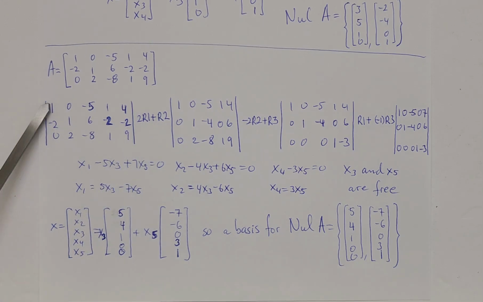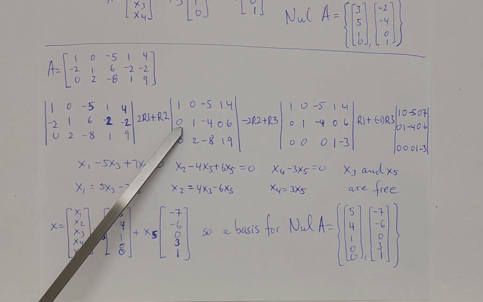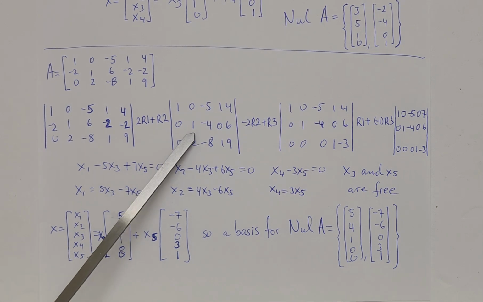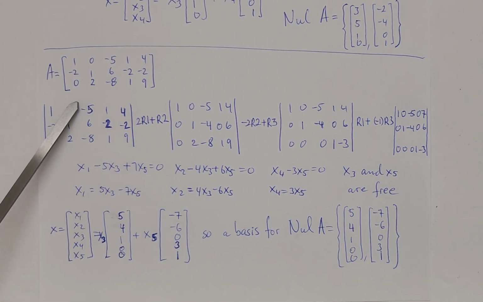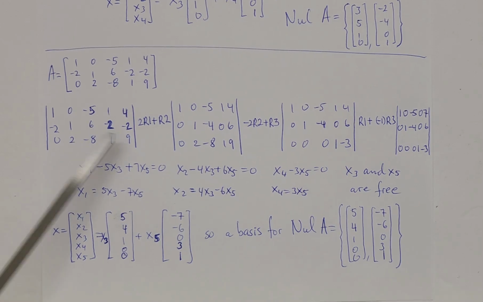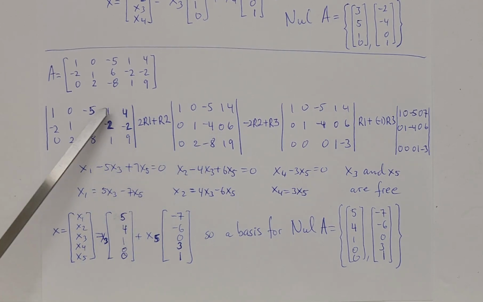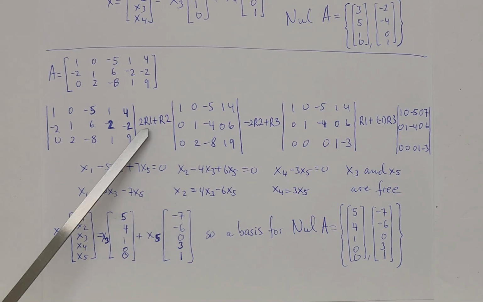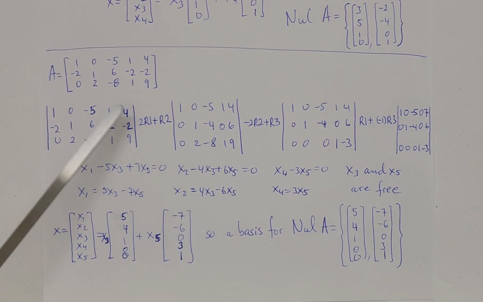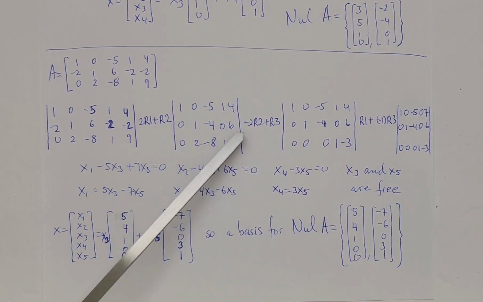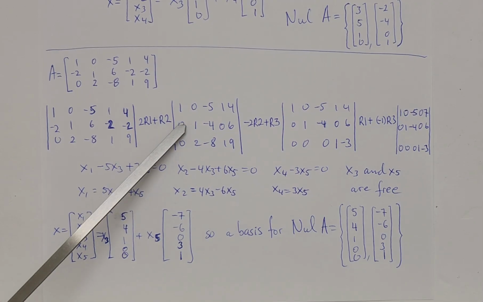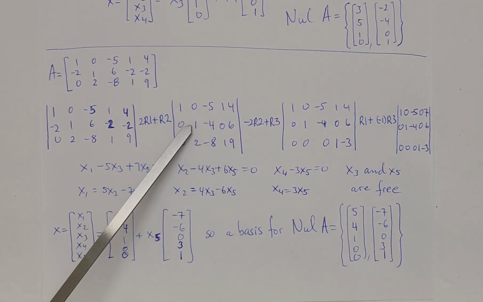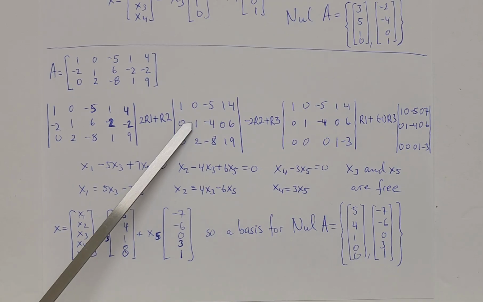So 2 times 1 is 2, subtract 2, 0. 2 times 0 is 0, plus 1, 1. 2 times negative 5 is negative 10, plus 6, negative 4. 2 times 1 is 2, subtract 2, 0. 2 times 4 is 8, 8 subtract 2, 6. Okay, since this is a 0, this is a 0, we move on. And we do have something here, which is a 1, so we don't have to worry about it.